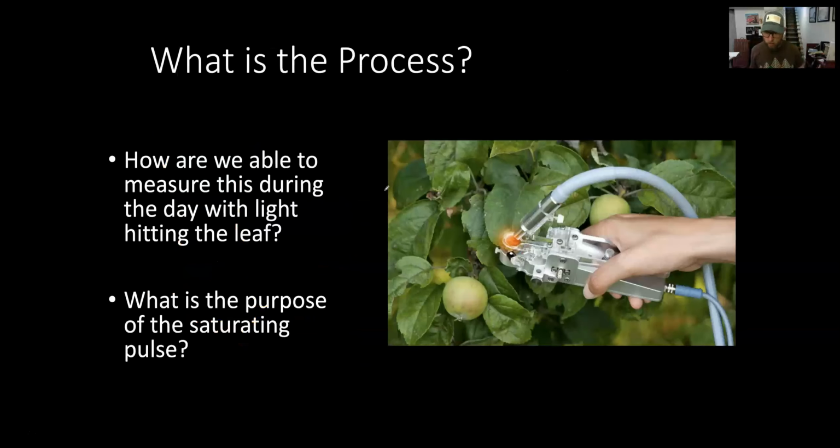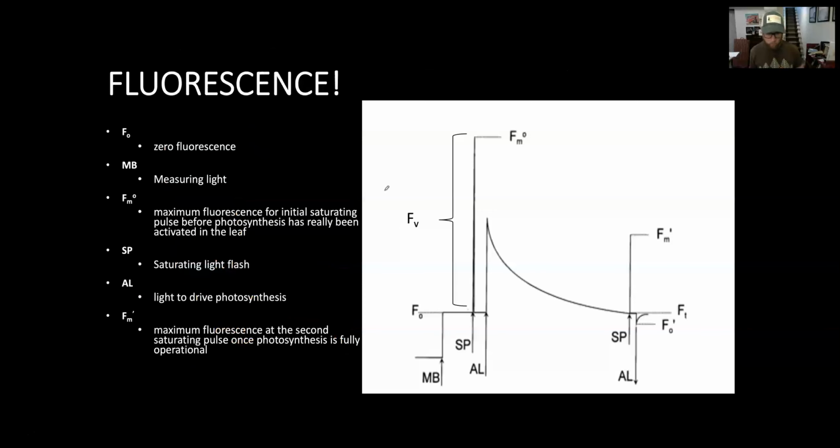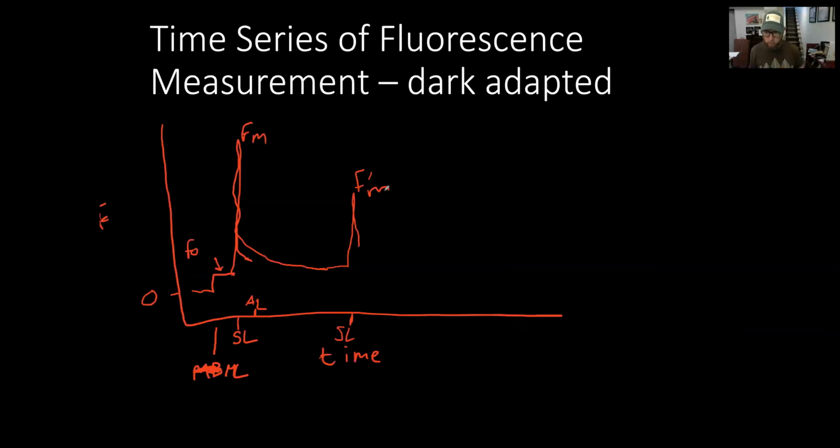And let me make sure. I think there's one more definition. Oh yes. Okay. I don't think we'll use this one, but this level here. So remember, F sub 0 is that baseline. This value, when photosynthesis has kind of reached this steady state, this is F sub t. All right. So all of these are different levels of fluorescence at different times.